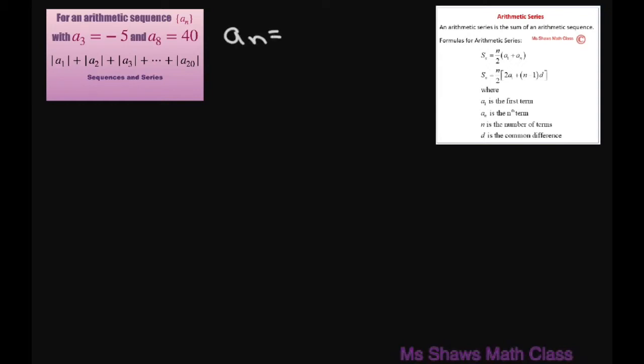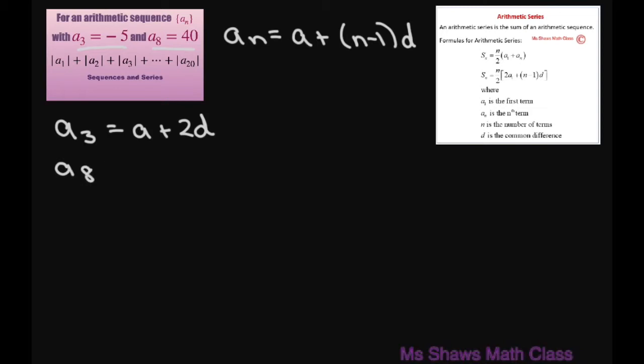To get our explicit formula, let's look at these two terms and solve for them. A sub 3 is going to equal, and this is your formula, a plus n minus 1 times d. So that's going to equal your first term plus 3 minus 1 is 2d. And for your eighth term, that's going to be a plus 7d. Now this equals -5. The second equation equals 40. So we'll call this equation 1 and equation 2.